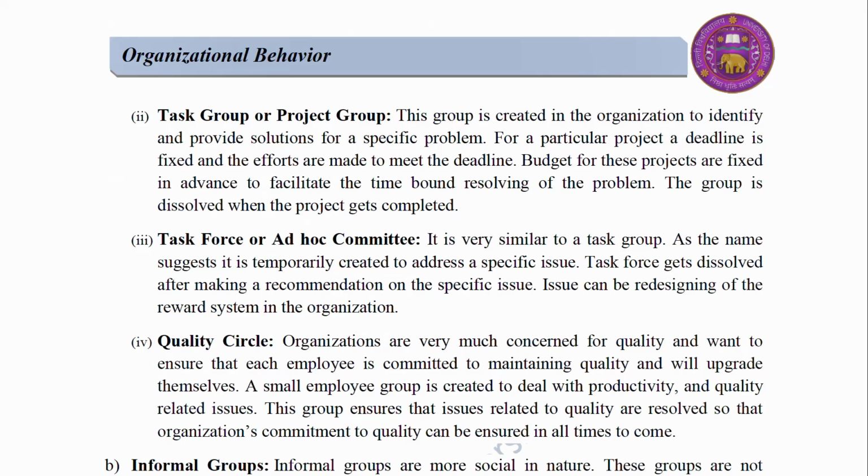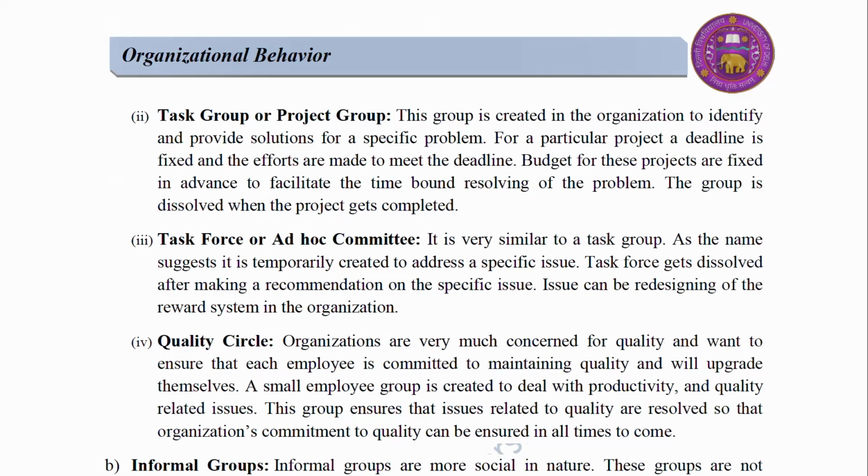Third, task force or ad hoc committee. It is very similar to a task group. As the name suggests, it is temporarily created to address a specific issue. A task force gets dissolved after making a recommendation on the specific issue. The issue can be the redesigning of the reward system in the organization.